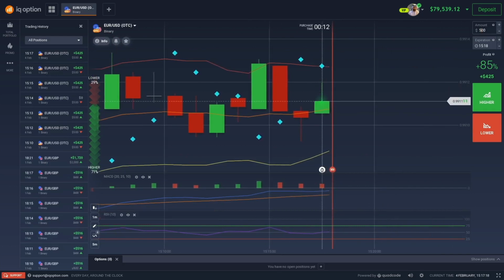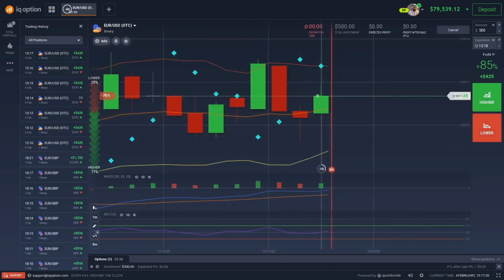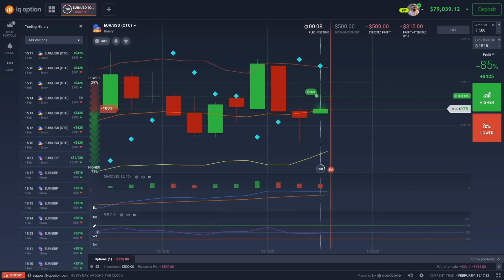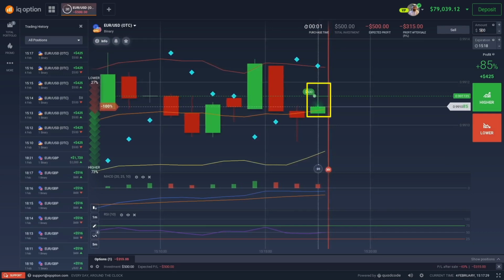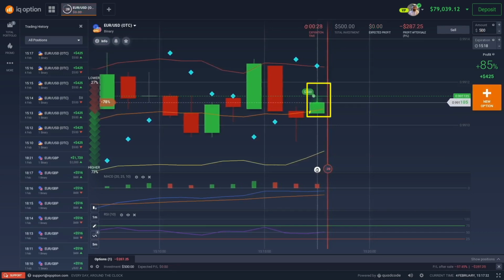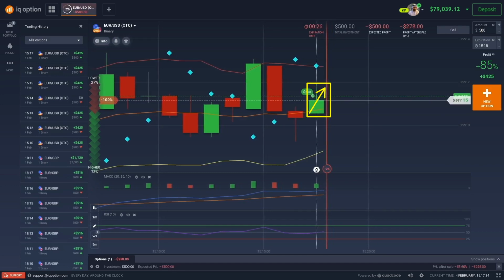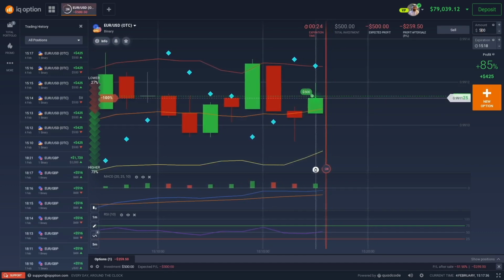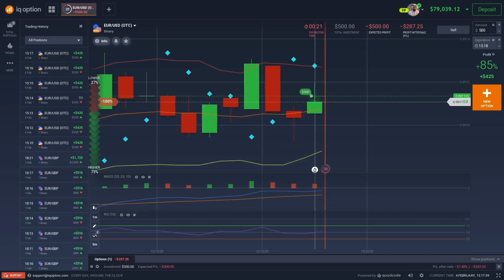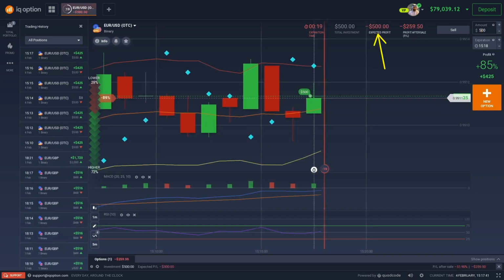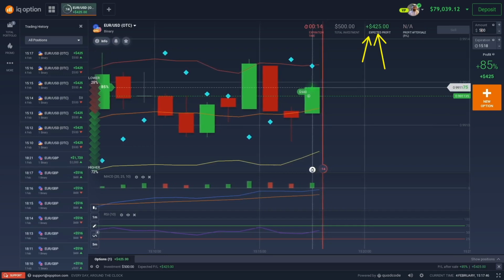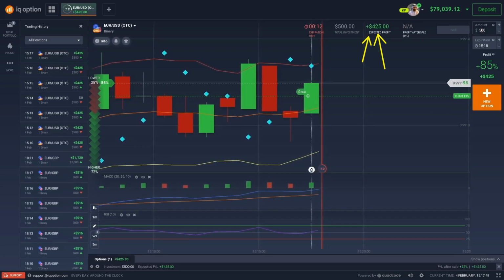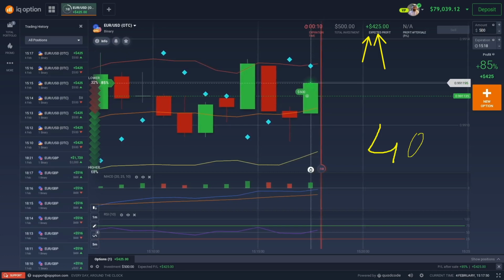The next one is a little bit risky. Yeah, it's a little bit risky. I could have missed this one and avoided a loss, but that's okay. I guess that, yeah, this will be a loss. See, until now we are losing $500. Or you know what? I'm not sure about this one. Here I'm 40% sure.